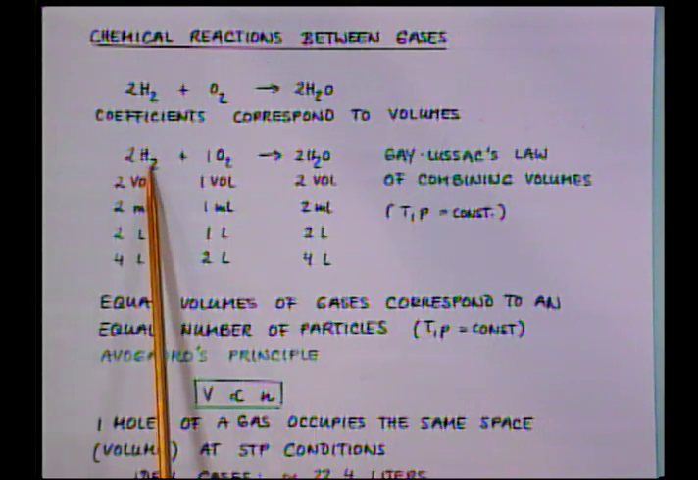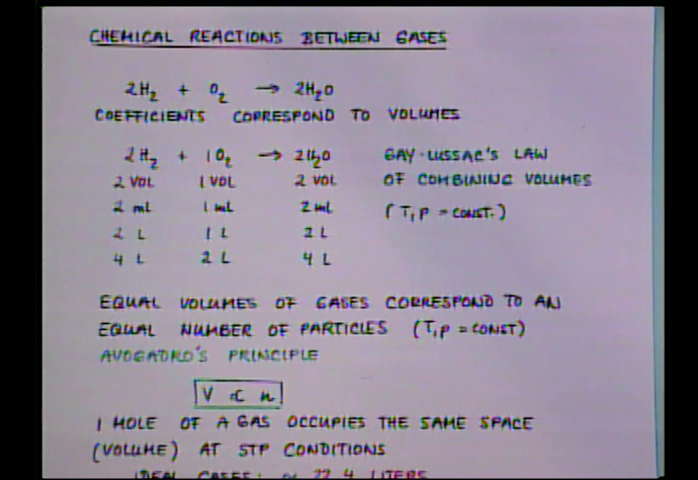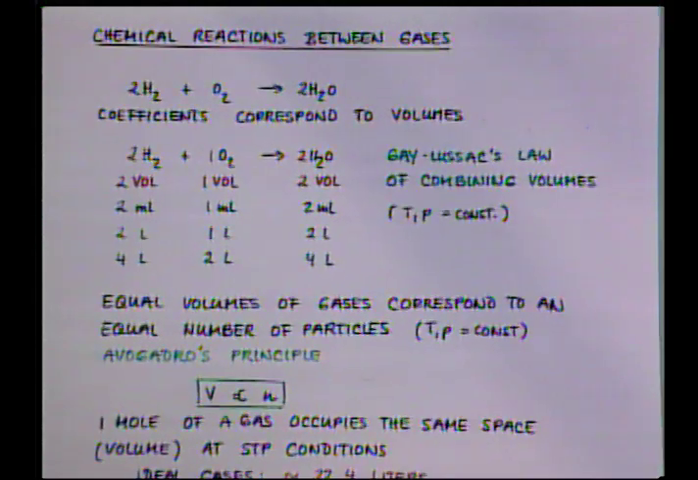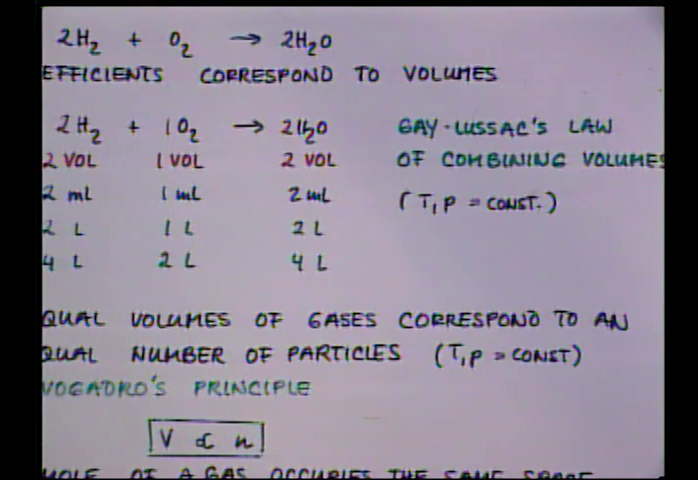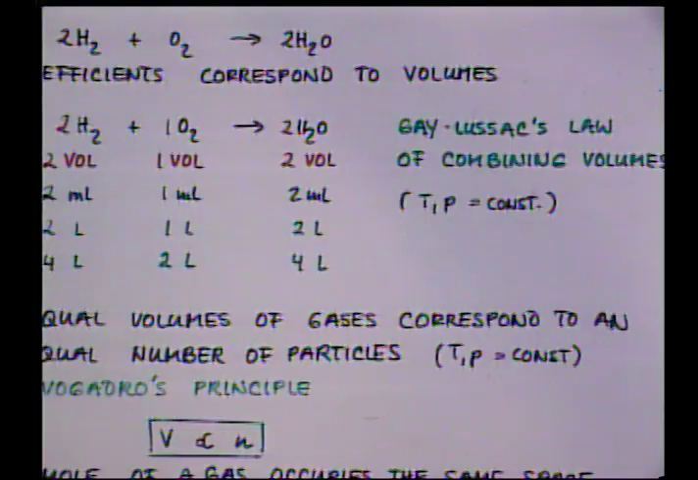So when hydrogen reacts with oxygen to make water, then it's actually 2 volumes of hydrogen reacting with 1 volume of oxygen to produce 2 volumes of water vapor. And this volume can be anything. It could be milliliters, it could be liters, it could be gallons, whatever. But they always are in the same whole number ratios reacting with each other.